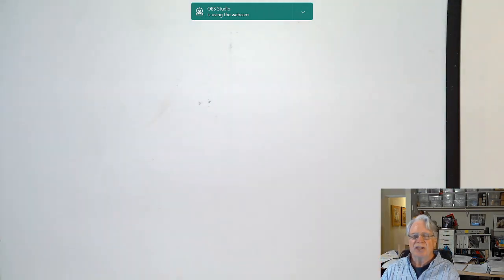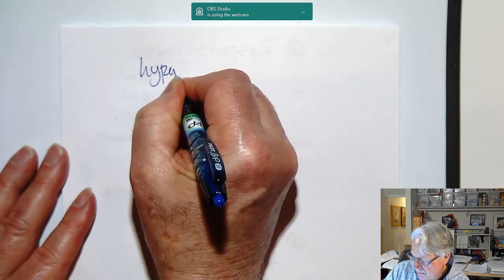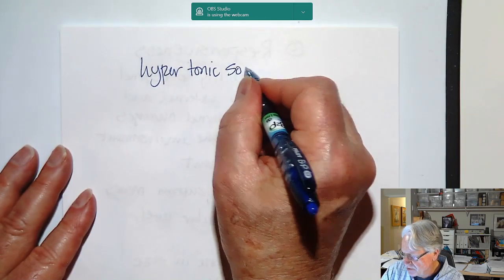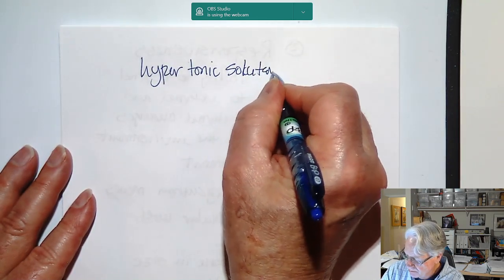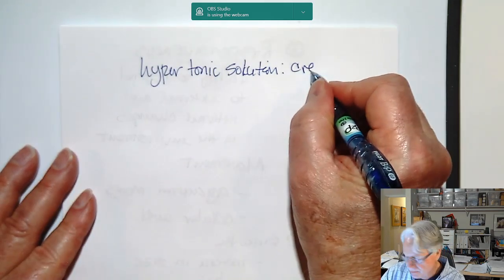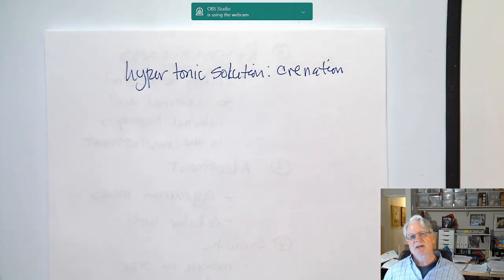And the last scenario is hypertonic. And in the hypertonic solution, what you're going to get is crenation. That is, water will flow out of the cell. Again, we're losing the shape. And because we're losing the shape, we're losing the function of that cell. So we got three possibilities, only one of which is good for us. And that's the isotonic solution.